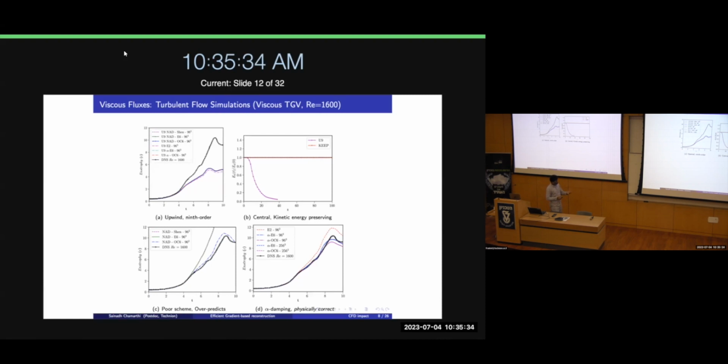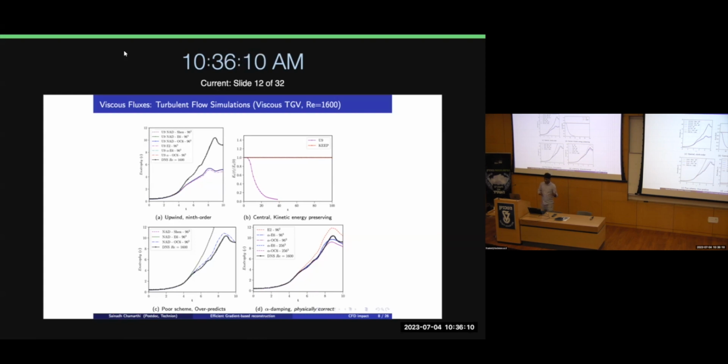So if you use the kinetic energy preserving schemes, these non-alpha damping schemes, which don't have the high frequency damping properties, are over predicting the entropy, even on the coarse grid, which is impossible. DNS is saying this is how much the entropy should be, but these non-alpha damping schemes are over predicting the DNS data, which is unphysical. On the other hand, the alpha damping schemes are able to correctly predict the physics more appropriately. They're all within the DNS, which is physically correct.